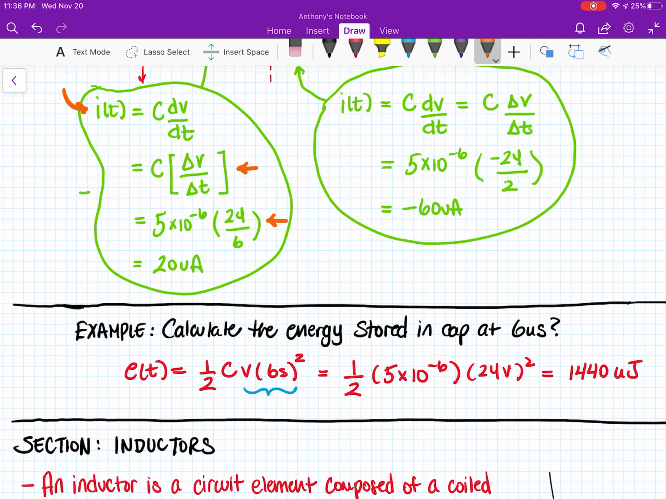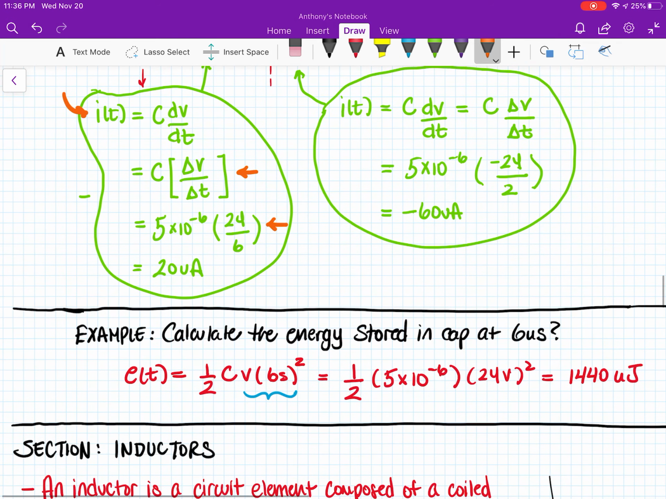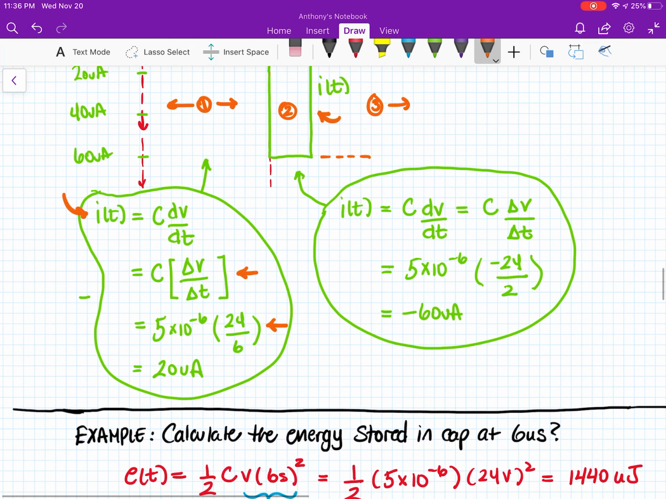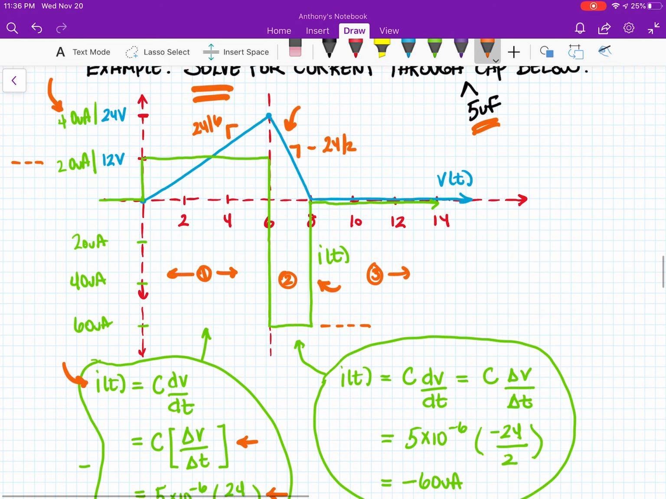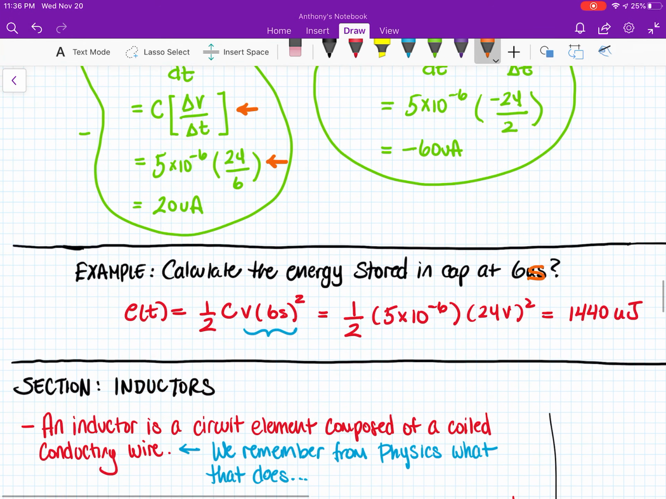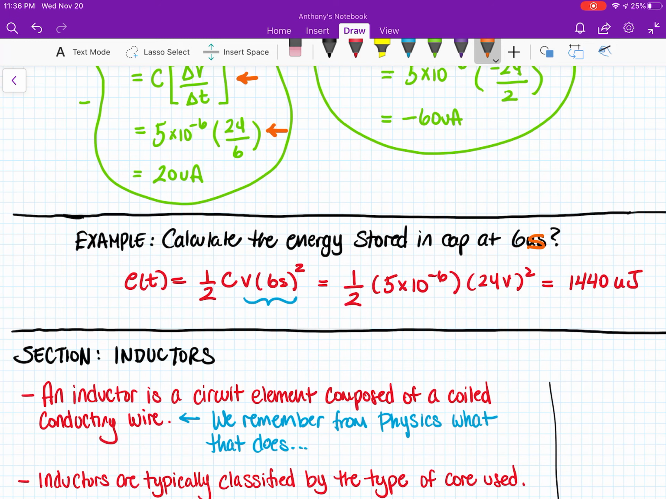There is a follow-up question to this. It asks us to calculate the energy stored in the capacitor at 6 microseconds, I guess. That should be just 6 seconds. And so the value there will be 1/2 the capacitance times whatever the voltage is, which is 24 volts. Anyway, we multiply all that out, and we end up with 1,440 microjoules.